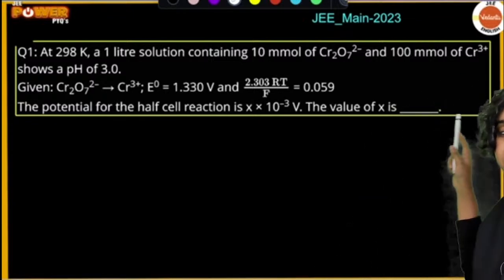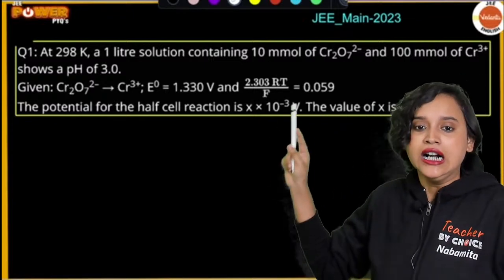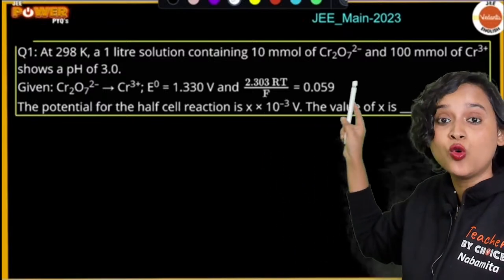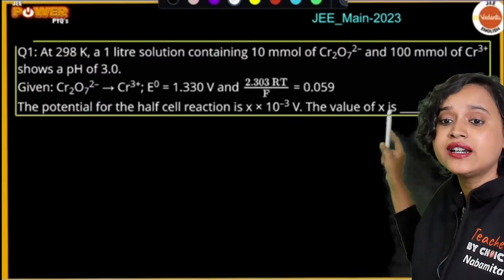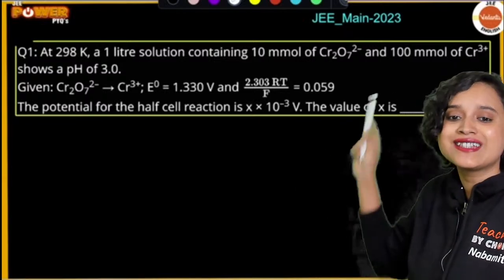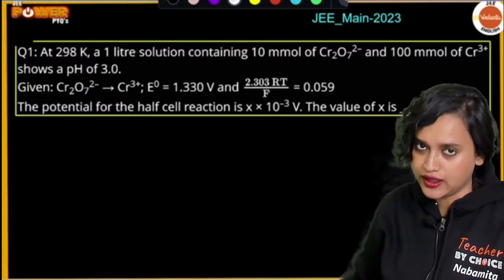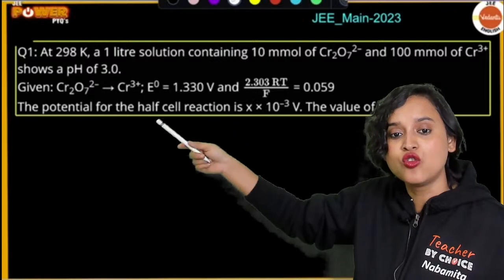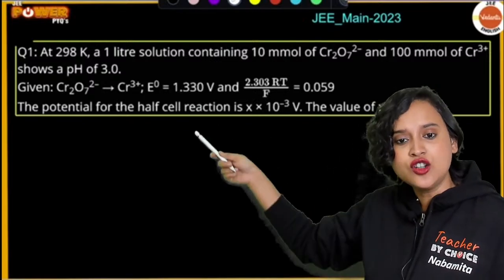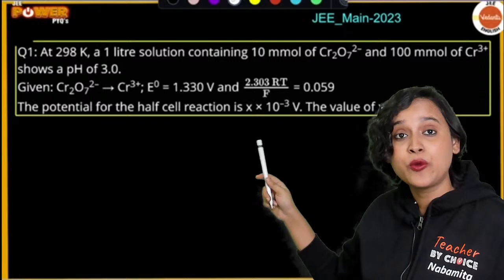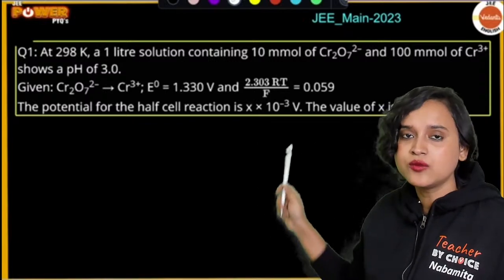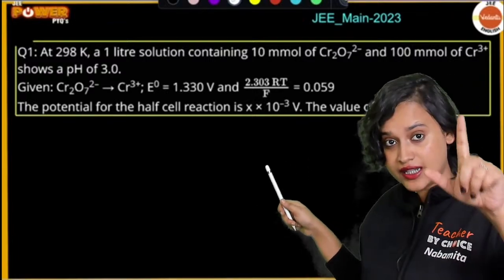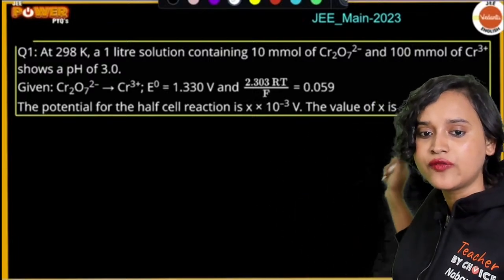At 298 Kelvin, a 1 liter solution containing 10 millimole of Cr2O7 2- and 100 millimole of Cr3+ shows a pH of 3.0. What is given to you is that Cr2O7 2- goes to Cr3+. E naught value is given to you, that is 1.330 volt, and you are also given 2.303 RT divided by F, where F is Faraday's constant, equal to 0.059.